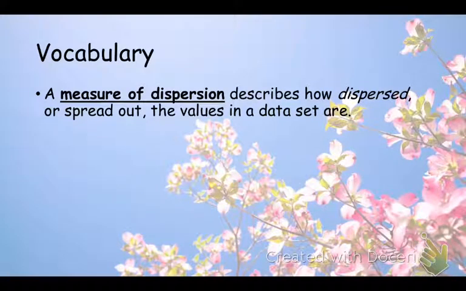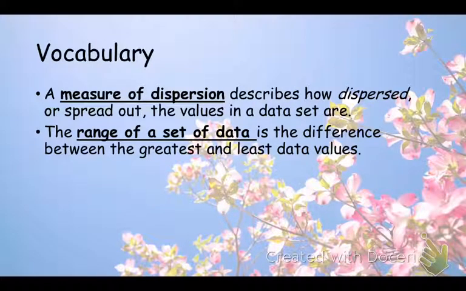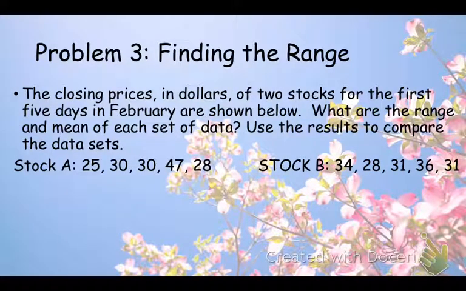So next here we have a vocabulary word. A measure of dispersion describes how dispersed or spread out the values in the data set are. And so, in order to think about that, we look at the range of the set of data. It's the difference between the greatest and the least data values in your set. So, when we look at problem 3, the closing prices in dollars of 2 stocks for the first 5 days in February are shown. What are the range and mean of each set of data?